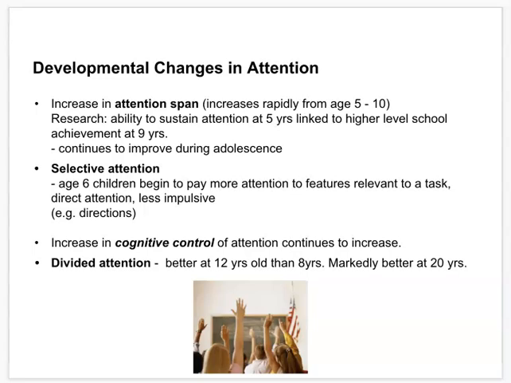What are the developmental changes in attention? Children's attention span increases rapidly from ages 5 to 10. So when children are very, very young, as you know, they can't hold their attention for more than a few seconds to each thing. They're running around looking at everything. And then as they get older, they're able to attend to things for longer and longer periods of time.